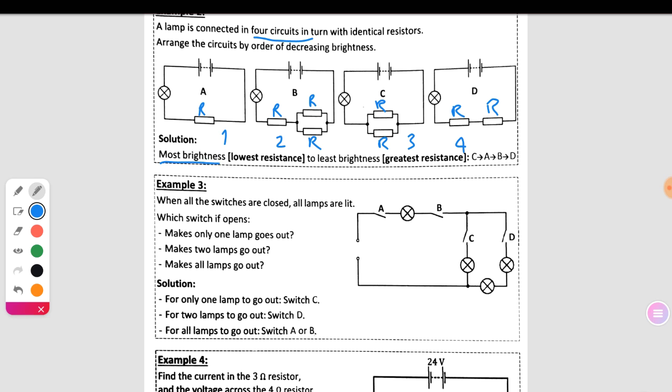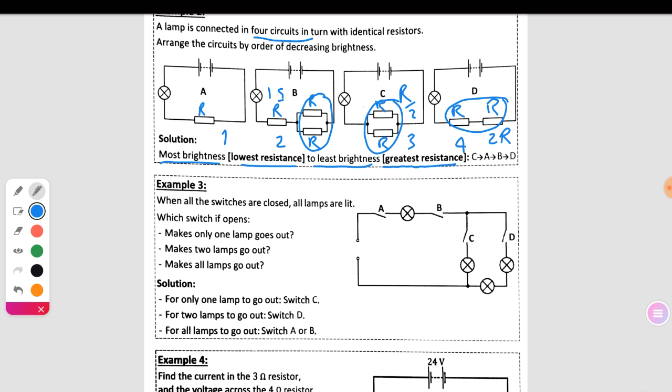From most brightness to least brightness, it generates energy. The greatest resistance: the resistance of this circuit is 2R. This resistance is equivalent to R over 2 divided by 2. This resistance is half R plus R, equal to 1.5 R. This means that the resistance in C has R over 2. The resistance in A is R, and in B it is 1.5 R. R over 2 is the smallest resistance.